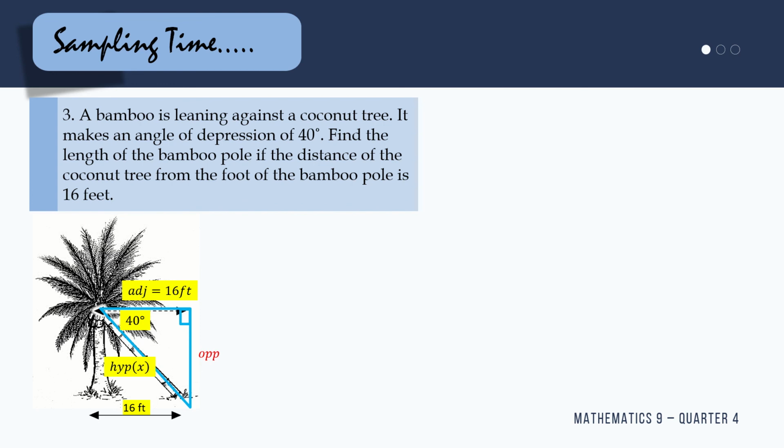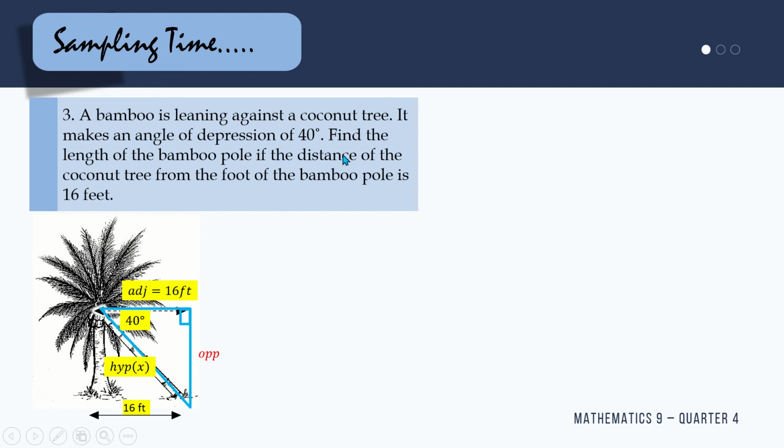Okay, that one. It makes an angle of depression of 40 degrees. Find the length of the bamboo pole. Pangitaon na ito ang gitas-on sa kawayan nga ning sandig sa punuan sa lubi. Okay, missing na siya.